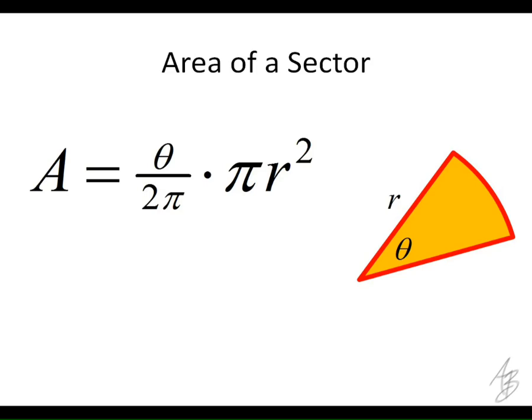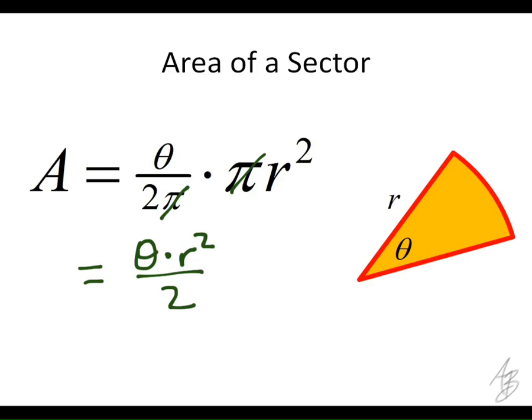This expression in radians simplifies fairly nicely. What's going to cancel out here? The pi's will cancel out. So the area of a sector in radians is actually just theta times r squared divided by 2, because these pi's cancel each other out. So this gives us the area of a sector.